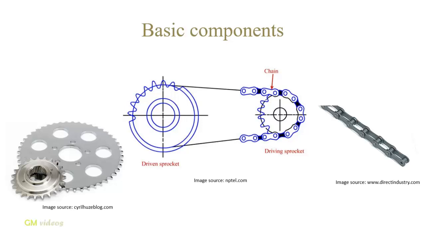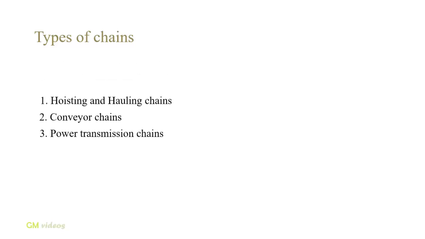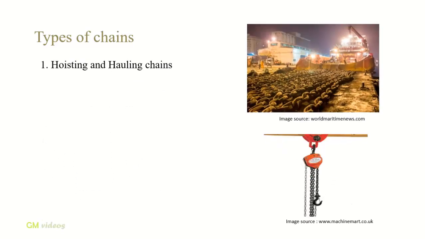Let us now understand how chains are classified on the basis of their use. The chains, on the basis of their use, are classified into three groups: 1. Hoisting and hauling chains, 2. Conveyor chains, and 3. Power transmitting chains. Hoisting and hauling chains. These chains are used for hoisting and hauling purposes.